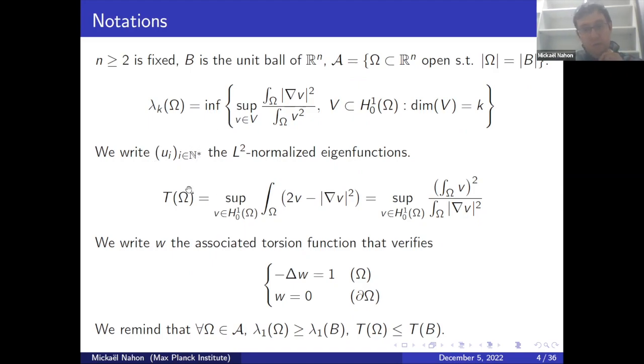I will also use a lot the torsional rigidity, that I will just call the torsion, T of omega, which you can define either with this energy here or as some kind of quotient. So 1 over the torsion is basically very similar to lambda 1. And typically the torsion function is a function for which this maximum is reached. And it verifies a very simple elliptic equation like this. I remind that the two basic inequalities for lambda 1 and the torsion are the Faber-Krahn inequality, that lambda 1 is minimal on the ball, and the Saint-Venant inequality, that the torsion is maximal on the ball.